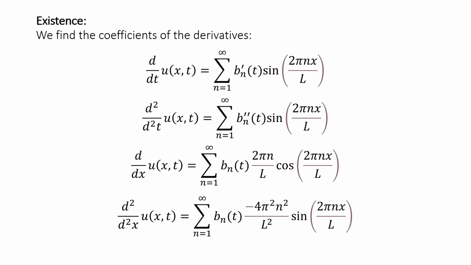And similar as in the discussion of the heat equation, the first x derivative of u equals the infinite sum of bn(t) times 2πn/L times cosine(2πnx/L). And the second derivative of u in x equals the infinite sum of bn(t) times negative 4π²n²/L² times sine(2πnx/L). What we need is only the second derivatives. Let's see how this works out in the context of the wave equation.